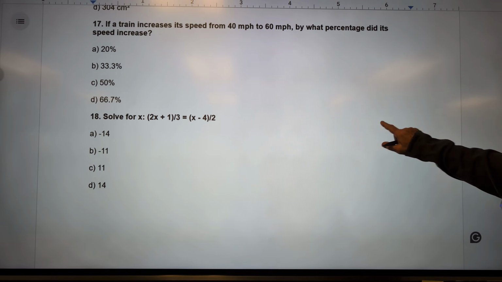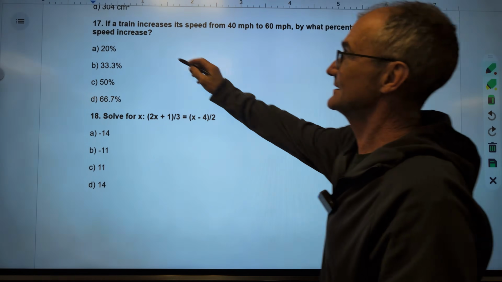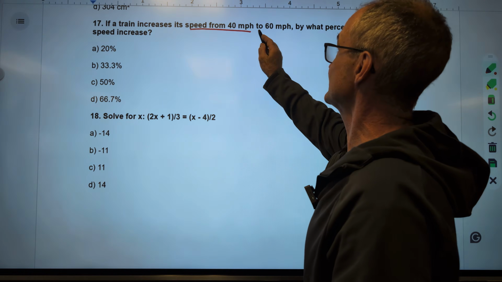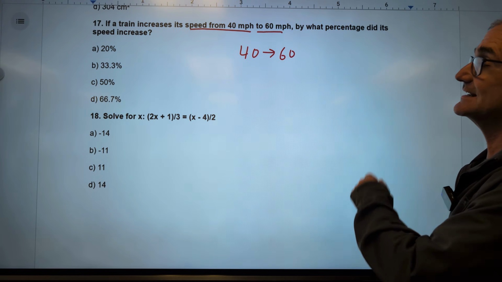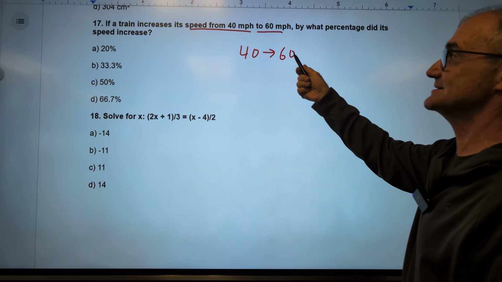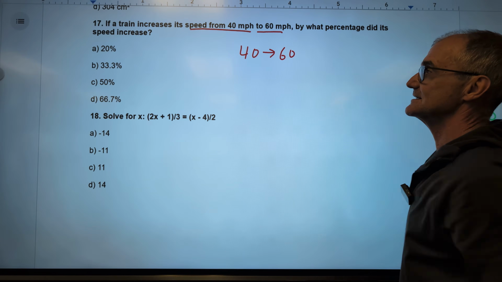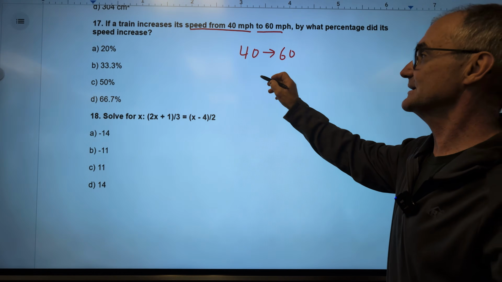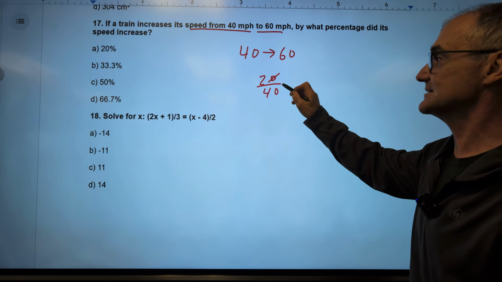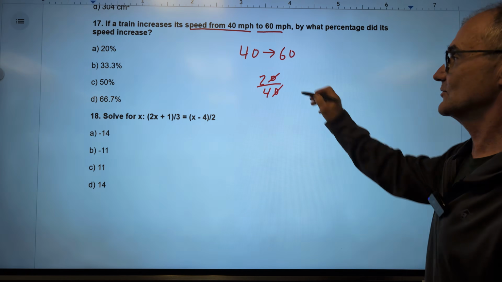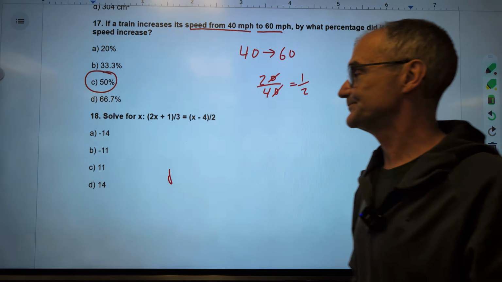Okay, last two right here. Let's see if we can figure these two out. If a train increases speed from 40 to 60, by what percent did it increase? It's a little tricky. You don't want to do 60 and 40. You want to say, how much more of 40 to get to 60? So 40 plus 20. So I have 20 as my increase over my original amount. 20 over 40, those cancel. That gives me 2 over 4, or 1/2. The decimal equivalent of that is 50%.